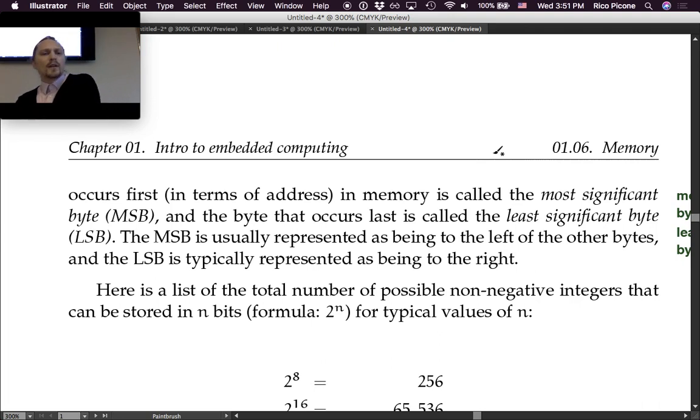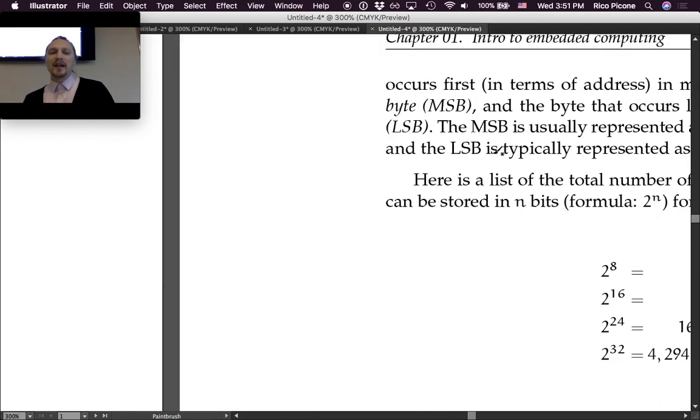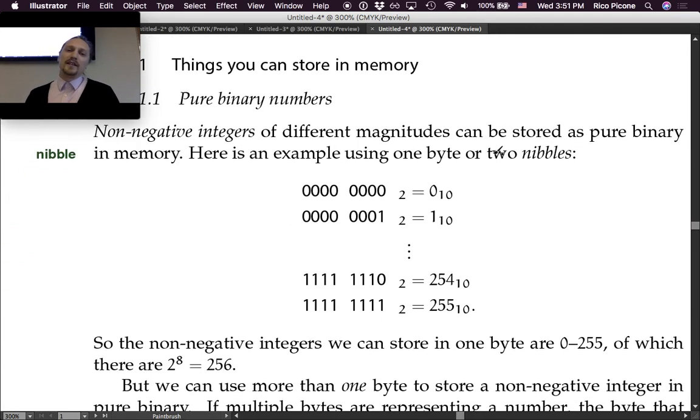I should also say that MSB and LSB are used to abbreviate most significant bit and least significant bit as well, which has the same meaning. The most significant bit would be this one, and the least significant bit in this byte would be this one.